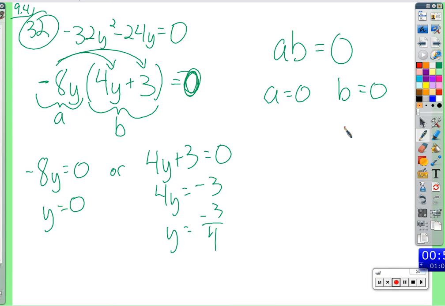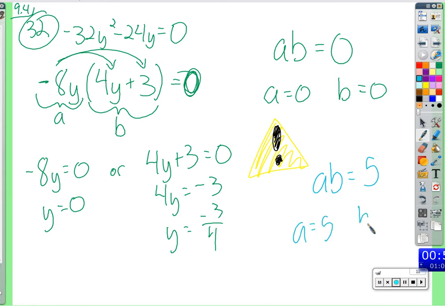Here's a big caution. It's really important that one side of this is 0. We're going to have lots of equations in the future where one side is not 0, and we need to get it to be 0. The reason is, for example, if I say something times something equals 5, that's meaningless. That doesn't help me at all. I can't say that A is 5 or B is 5. There's no reason why A or B has to be 5. But when we multiply two things and get 0, one of these has to be 0. Does that make sense? You see the difference between those two things?